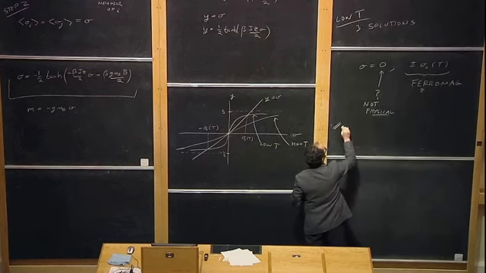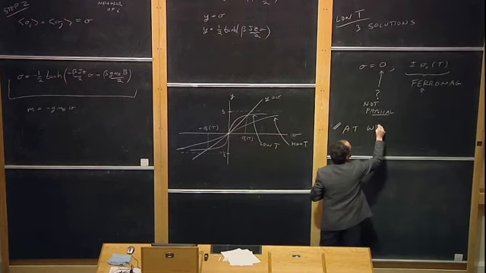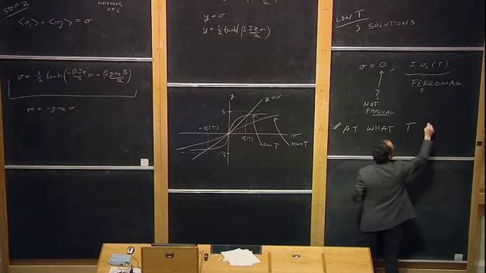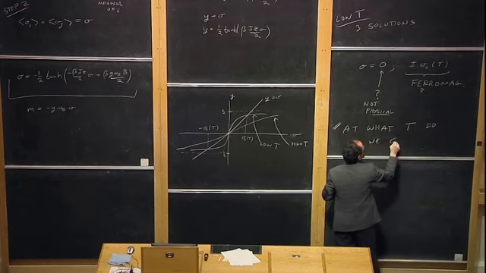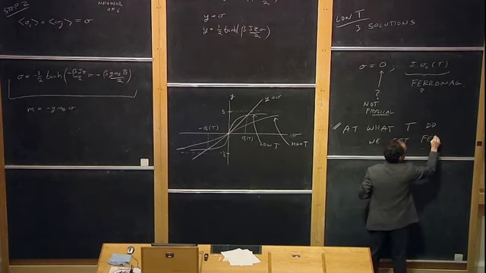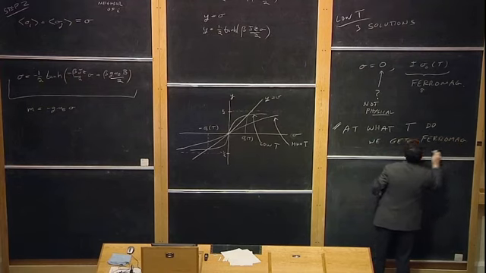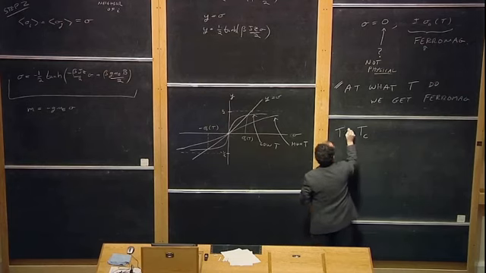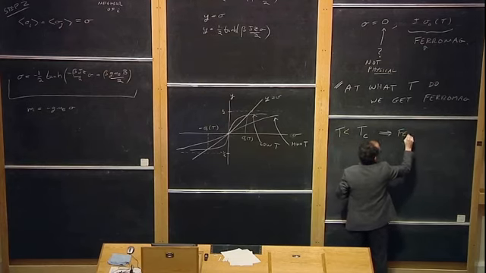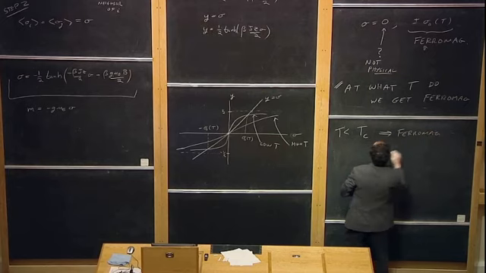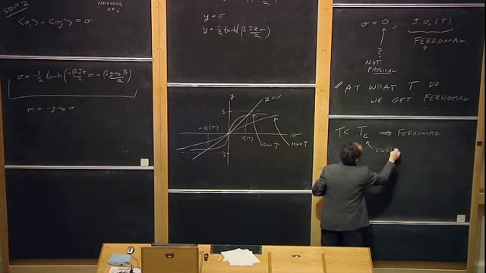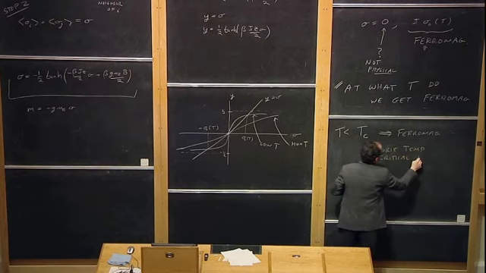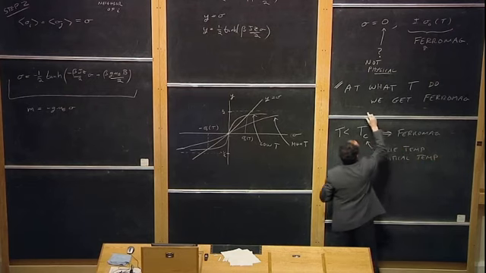So let's write that down. At what T do we get ferromagnetism? Well, there's actually a name for that. For T less than Tc, you get ferromagnetism. Tc is known as the Curie temperature, or the critical temperature, below which you have ferromagnetism.